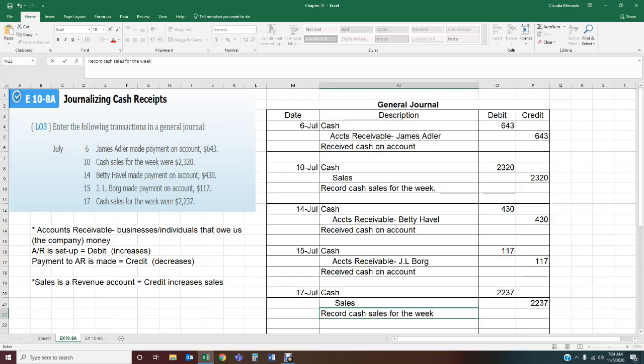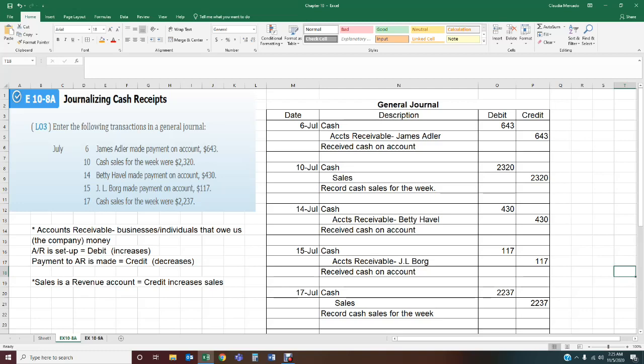So those are the entries that happen. If you notice, there's just two different entries that we have. Whenever a customer is making a payment on account, you always debit cash and you credit accounts receivable. If you're recording cash sales, then you're going to debit cash and you're going to credit sales. Remember, on your accounts receivable, always reference the name of the customer. So pretty straightforward, not very difficult.